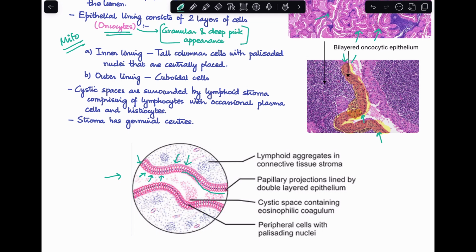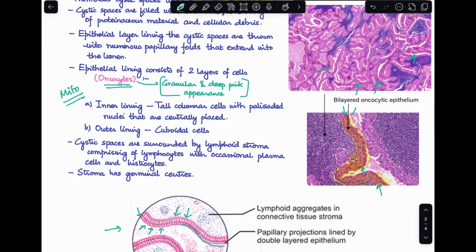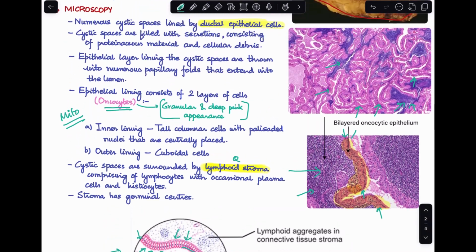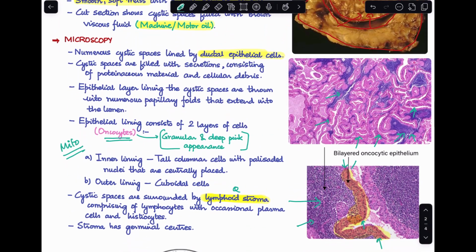And these cystic spaces are themselves surrounded by lymphoid stroma. That is the second important characteristic over here. If you see these purple-like structures over here, these are the lymphoid stroma. This is the lymphoid stroma that we are seeing, and sometimes they have germinal centers. So this is about the histology of Warthin's tumor.